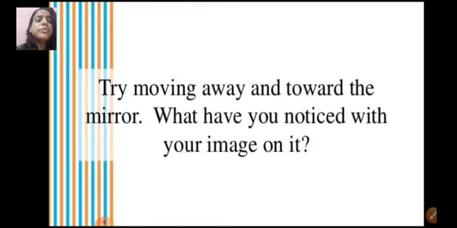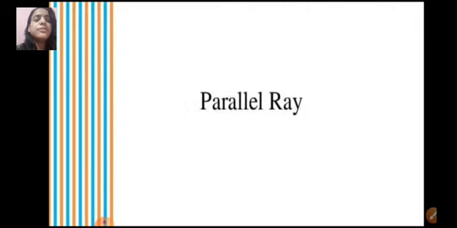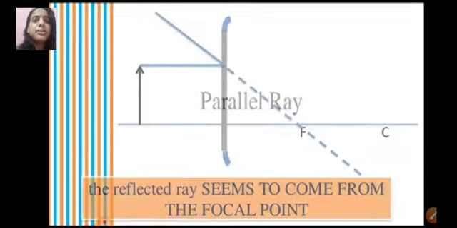If we move away from or towards the mirror, what will we notice about the image on it? For that we need to study the image formation with the help of ray diagrams. First of all, let us see the major rays that will be used in locating the image formed on a convex mirror.